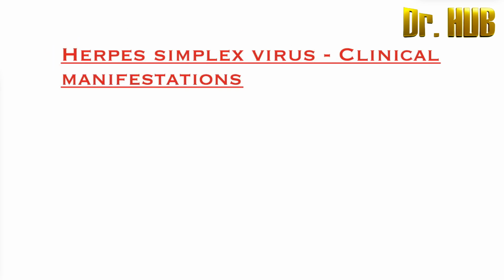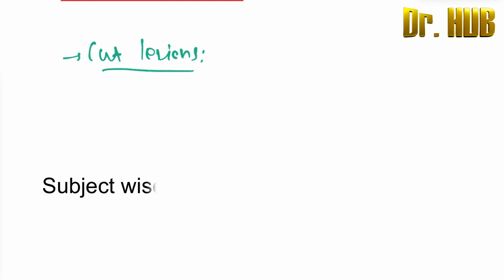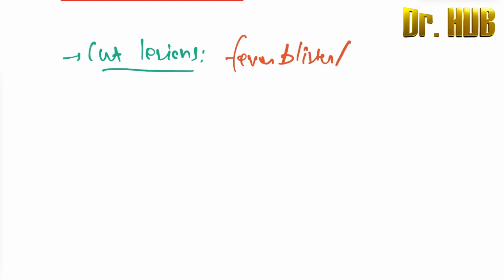Herpes simplex virus, we are looking at its clinical manifestations. So the first one will be the cutaneous lesions. So what are the cutaneous lesions? There is presence of the fever blister. Next is the herpetic whitlow. Then herpetic gladiatorum.